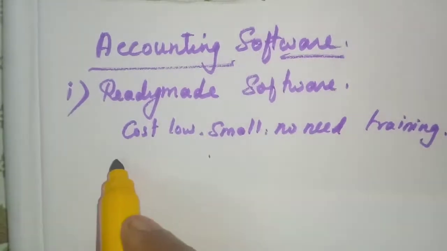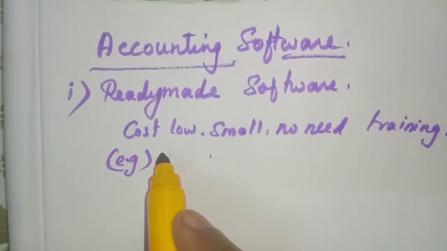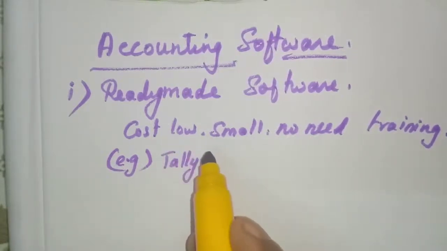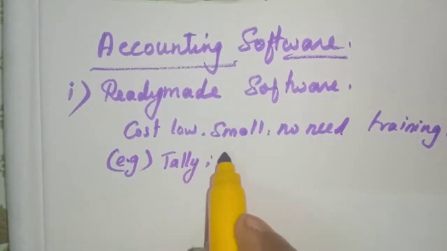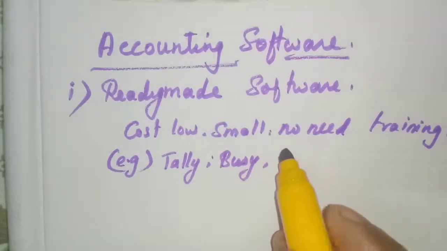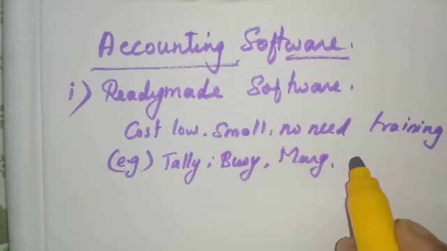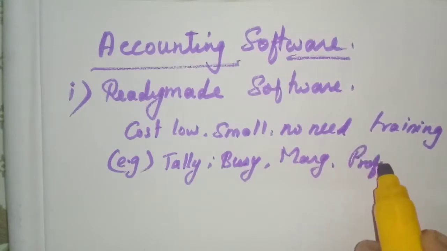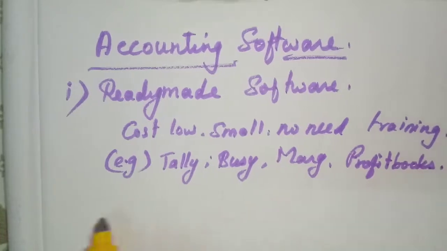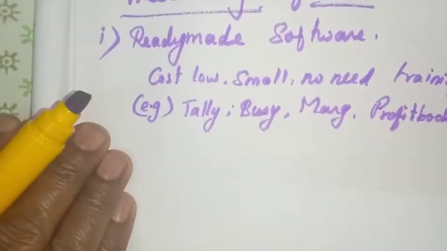Okay, then some examples are given. The ordinary software, that means Tally, will come under this ready-made software. Then some other packages are also given. Okay, Busy, Marg, then Profit Books. Okay, that is the first, ready-made software.